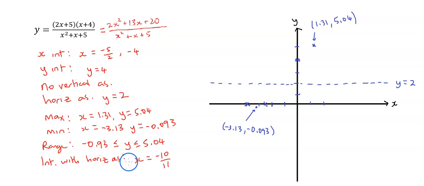Okay, and then there's one more key detail. It intercepts with the horizontal asymptote when x is equal to negative 10 over 11, so about there, just under 1. Okay, let me just make it clear what point that is. Negative 10 over 11 and 2. And I guess I should label the intercepts as well. So this is 4, this one is -4, and this one is -2.5.